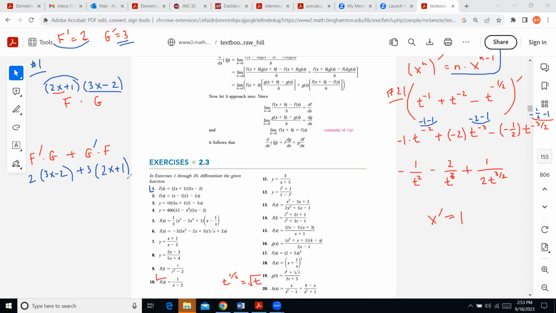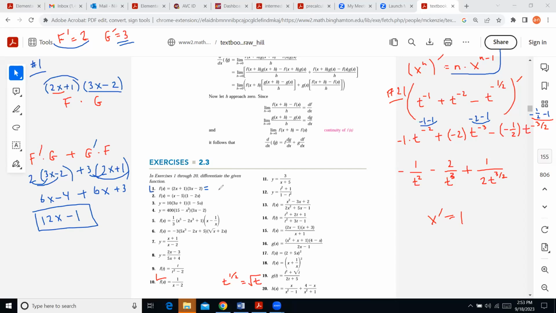Well, it turns out that usually people like to distribute to simplify this like that. So we're going to have a 6x minus 4 when I distribute 2, and then also 6x, and then plus 3. So we end up with 12x minus 1 for the derivative. So the reason I don't like this method is because we could first simplify this function.